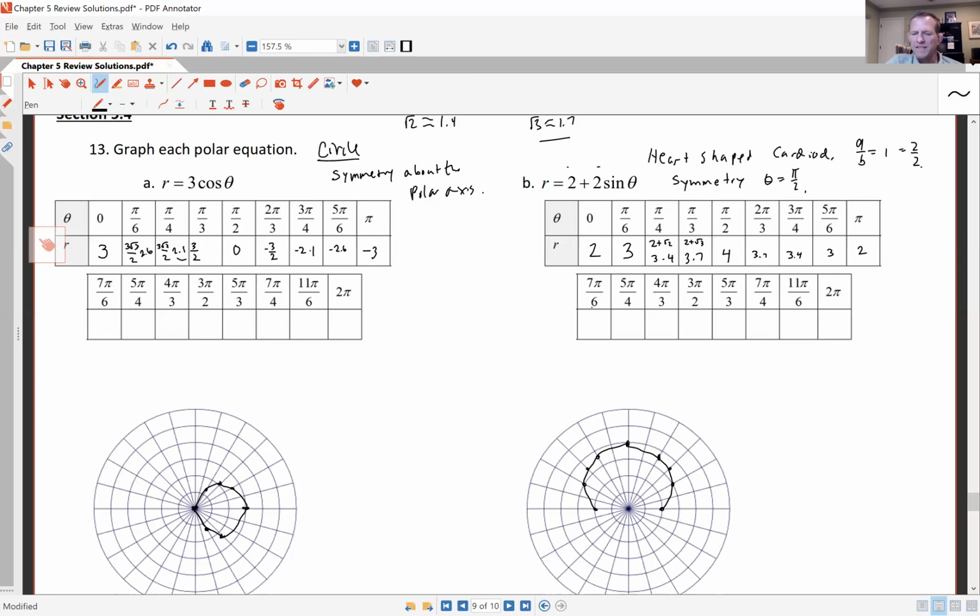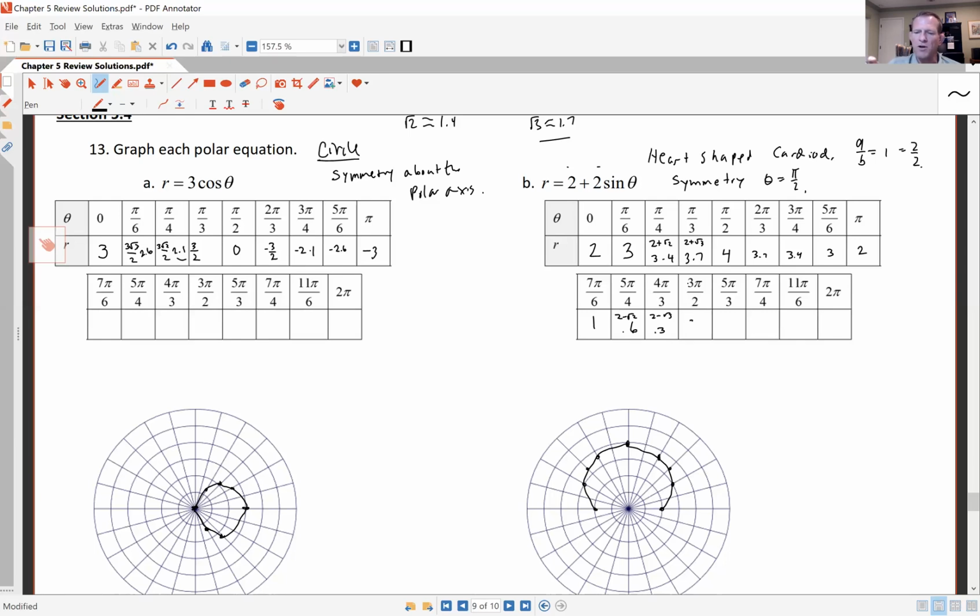So sine 7 pi over 6, that's the sine of 30 degrees, or 1/2, but negative 1/2 of 2 is negative 1 plus 2 is 1. So this time we're going to be subtracting. This one's going to be 2 minus root 2, or 2 minus 1.4, which is 0.6. 4 pi over 3 is going to be 2 minus root 3, or 2 minus 1.7, which is around 0.3. Sine of 3 pi over 2 is negative 1, so negative 2 plus 2 is 0.